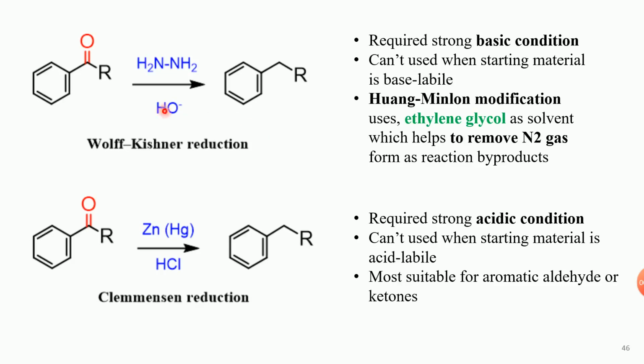That ethylene glycol, which is used as a solvent along with hydrazine and KOH, helps to remove the nitrogen gas which is formed in Wolff-Kishner reduction as a byproduct. That removal of nitrogen facilitates the reaction and reduces the time required to get the final product.